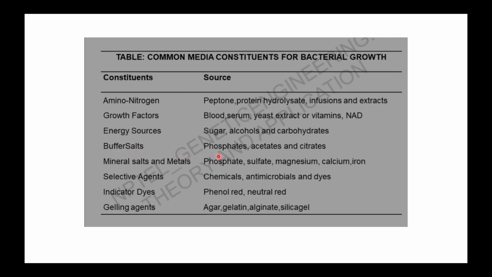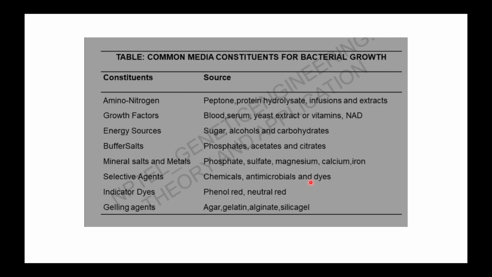So the buffer salts are provided by phosphates, acetates, citrates, and then there are mineral salts and metals: phosphate, sulfate, magnesium, calcium, iron. And there are certain selective agents like antimicrobials or dyes. A particular medium can sometimes be preferred by multiple types of cells.